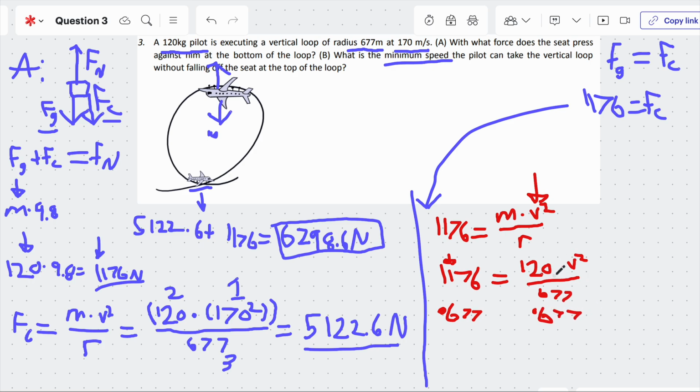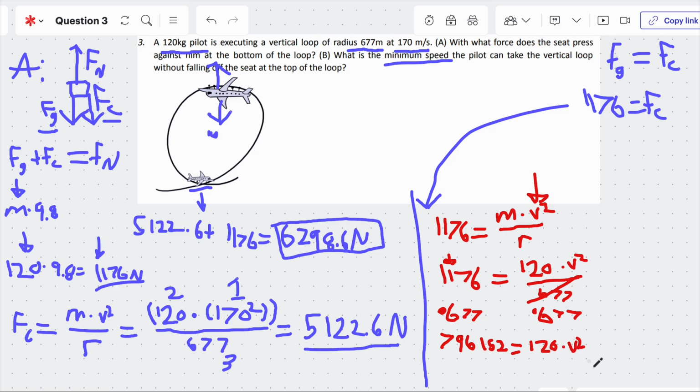If we multiply this by 677, we'd have a 677 on top, which would cancel out both of those. So let's put 1176 times 677 in our calculator. If you can do that in your head, I commend you, but that is hard. Okay, so we get about 796,152 equals, and then because the 677 is canceled out, we are just left with 120 times v squared.